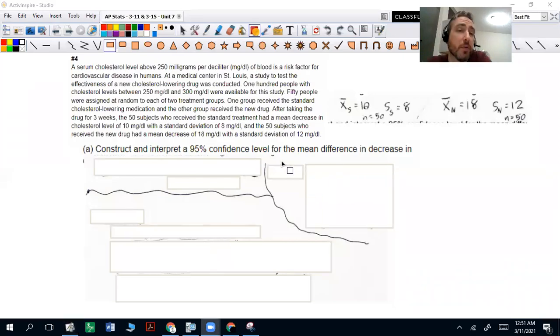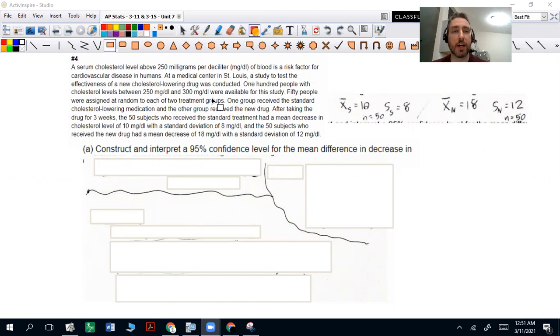Okay, our last free response question. A serum cholesterol level above 250 milligrams per deciliter, mg per dl, of blood is a risk factor for cardiovascular disease in humans. At a medical center in St. Louis, a study to test the effectiveness of a new cholesterol-lowering drug was conducted. 100 people with cholesterol levels between 250 milligrams per deciliter and 300 milligrams per deciliter were available for the study.